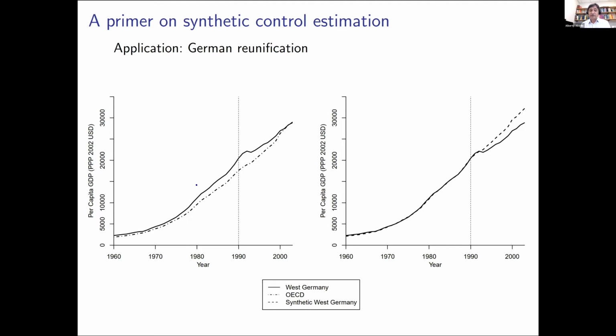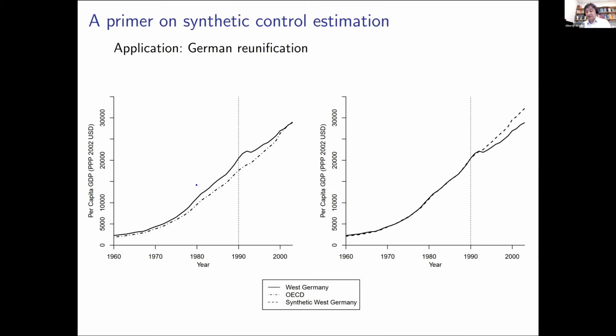And something that you notice here almost immediately is that here we don't have the usual conditions that we want to have to apply something like difference in differences. We don't have parallel trends. In fact, the trends before the German reunification for West Germany and for other countries in the OECD are quite different.